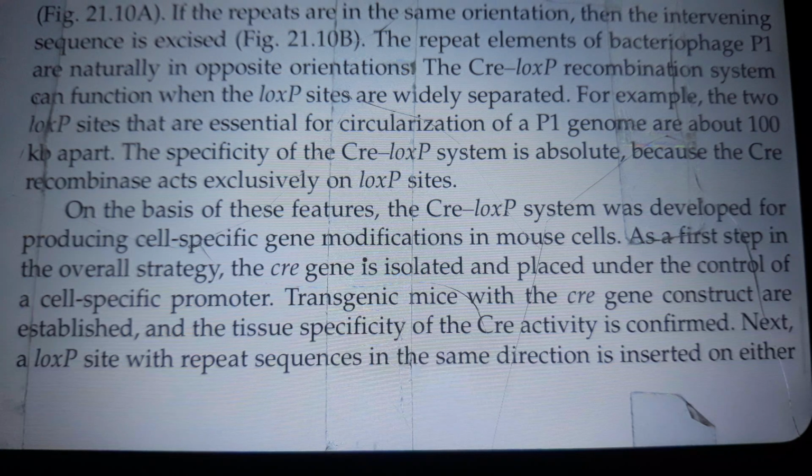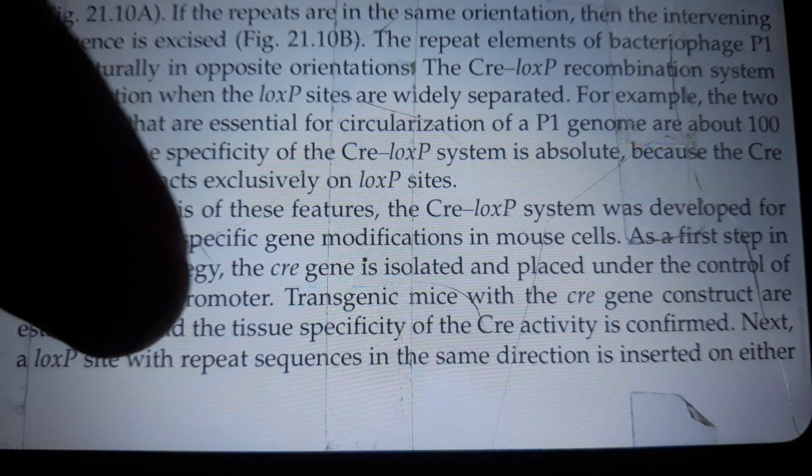For example, the two LOXP sites that are essential for circularization of a P1 genome are about 100 kb apart. The specificity of the KORAH-LOXP system is absolute because the recombinase acts exclusively on LOXP sites. On the basis of these features, the KORAH-LOXP system was developed for producing cell-specific gene modifications in mouse cells.